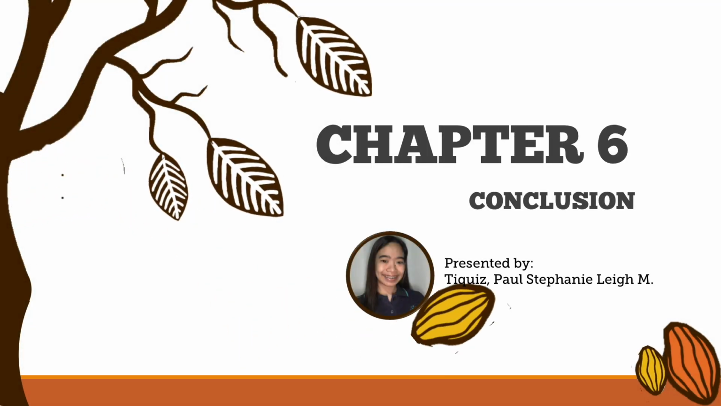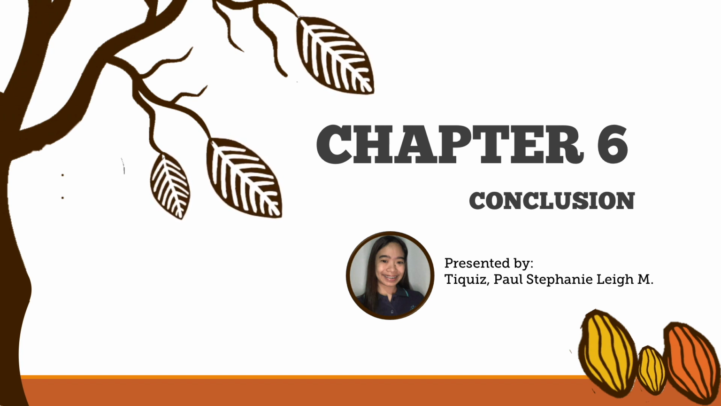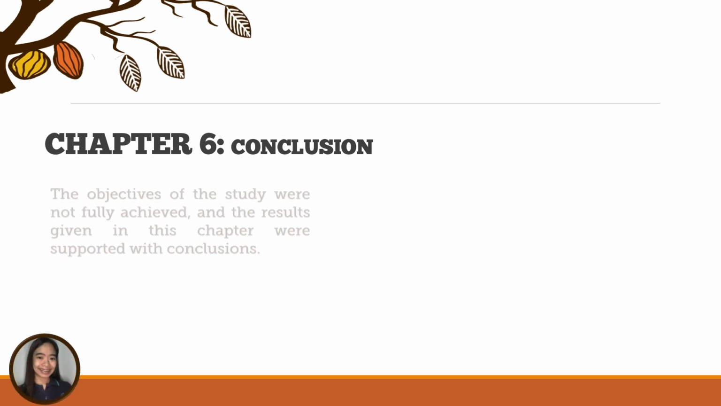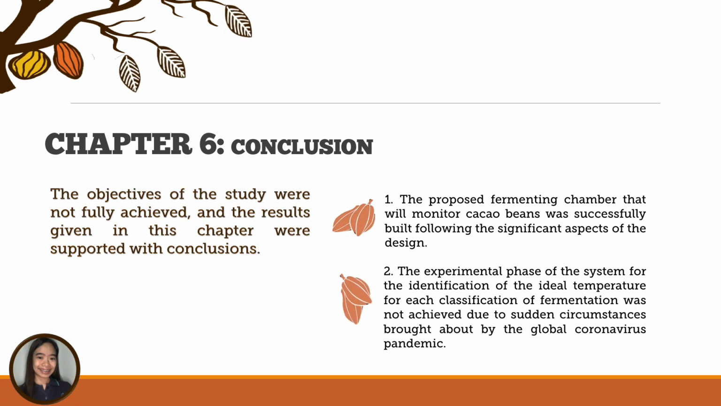I'm Paul Stefanilitikis to present Chapter 6. This chapter discusses the conclusions and recommendations based from the designing, development, and testing stage of the entire system. The proponents designed and developed the system under limited time, hence were not able to execute and obtain accurate results from the experimentation phase of the system. The objectives of the study were not fully achieved, and the results given in this chapter were supported with the following conclusions derived by the proponents.